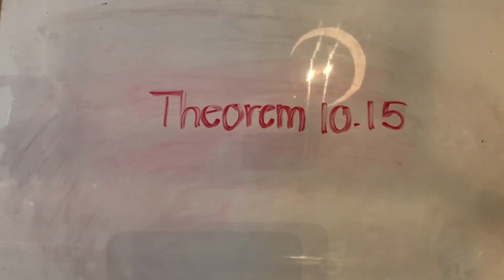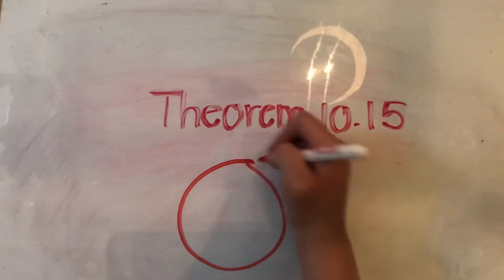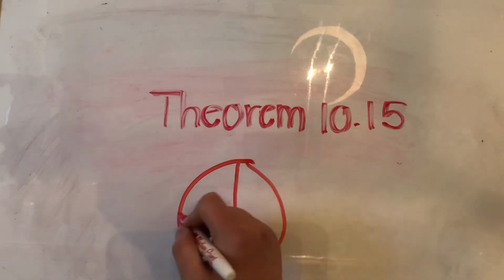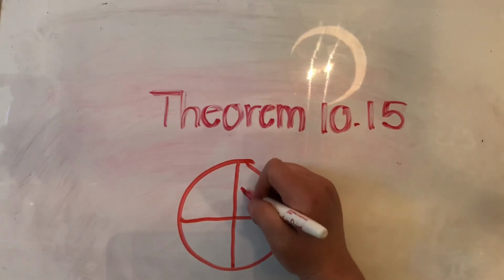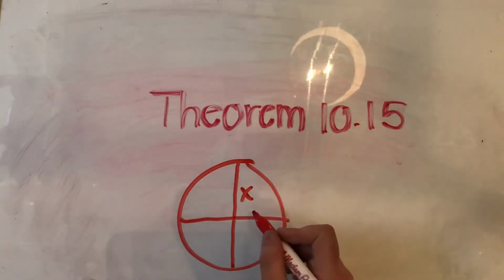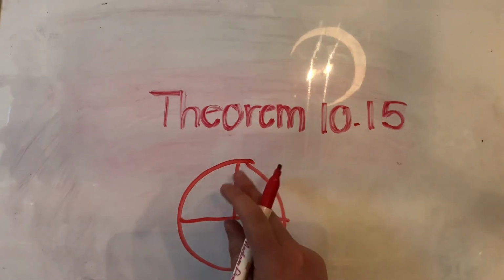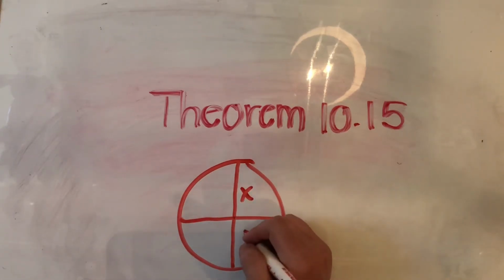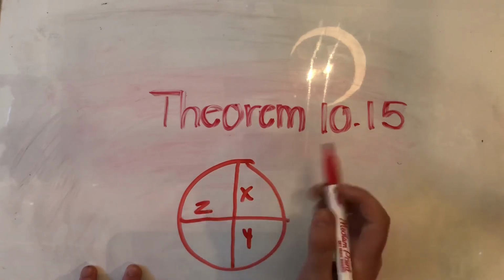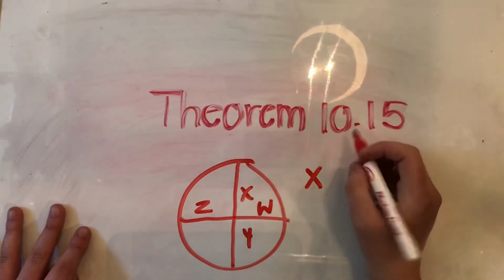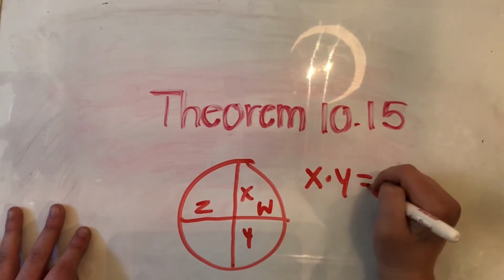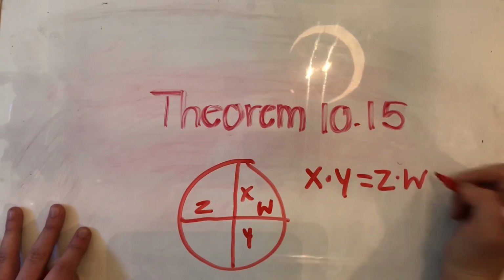And theorem 10.15 says, if two chords intersect in a circle, then the products of the lengths of the chord segments are equal. So if we're given a circle and we see that these intersect right here, this measure, whatever it is, we'll say it's x, if we multiply it by whatever measure continues down the line on the other half, we'll say that's y, and that these are z and w, we can say that x times y will be equal to whatever z times w is.